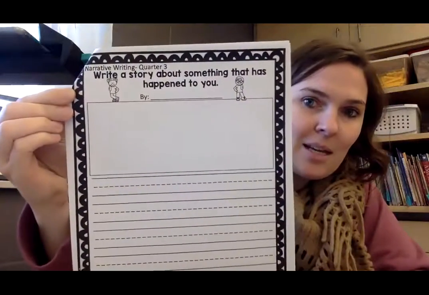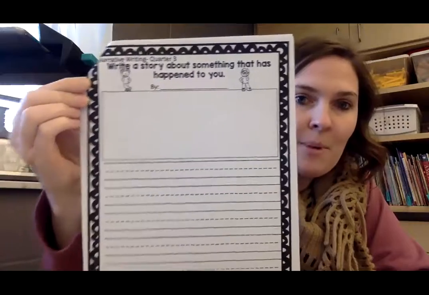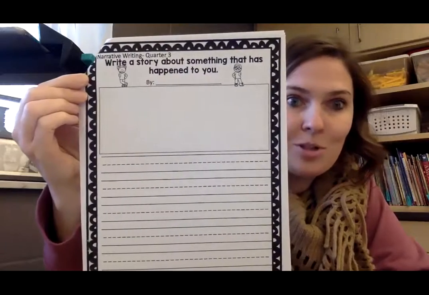So today, I want you to think back to something that has happened to you. It could have been over the summertime. It could have been around the winter time. Think about something that has happened to you and tell us a story. In your quarter three assessments, we're going to turn to the narrative writing page that looks like this. And it says to write a story about something that has happened to you.